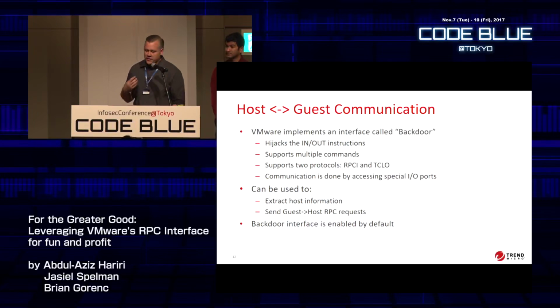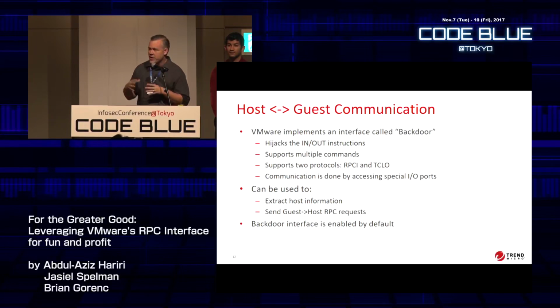So how does this actually work? VMware implements this interface that is called the backdoor, and how do they do it? They hijack the in and out assembly instructions in the underlying code. They do this by setting certain flags and certain registers, and calling in or out allows you to communicate with the underlying hypervisor. And we'll show you how you actually do that here in a second.